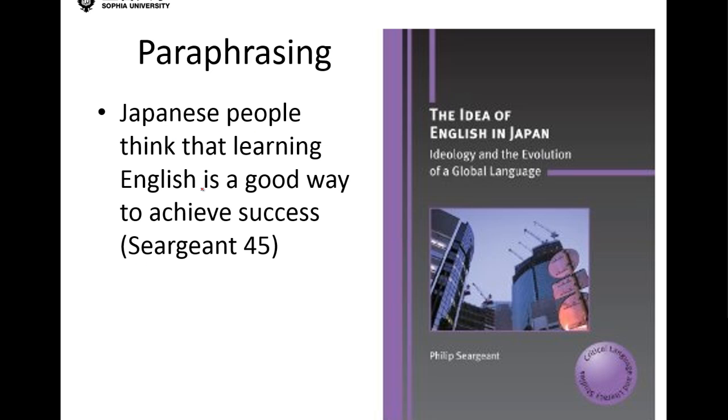Japanese people think that learning English is a good way to achieve success. How do we know this? Because Sargent says it. Okay, and then that's a paraphrase, and it's evidence of research. It shows that you've read this book, or that you've at least read enough of this book to cite it.